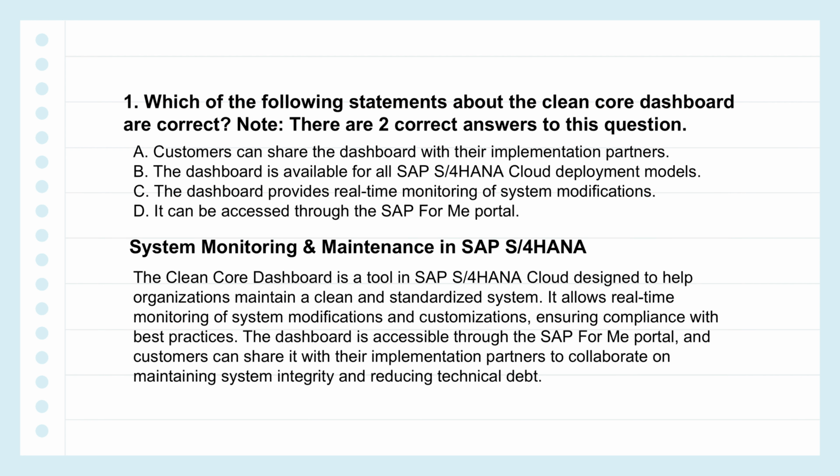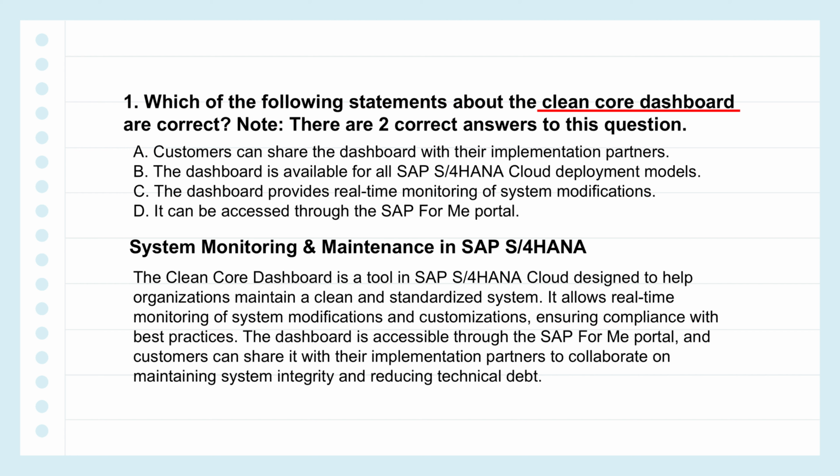The first one focuses on the Clean Core dashboard in SAP S/4 on a cloud. I'm curious, what exactly does Clean Core mean in this context? It's a crucial concept for businesses using SAP S/4HANA Cloud. Think of it like this. The core is the standard system provided by SAP. It's designed to work seamlessly for a variety of businesses. Clean means you're keeping that core as free from modifications as possible.